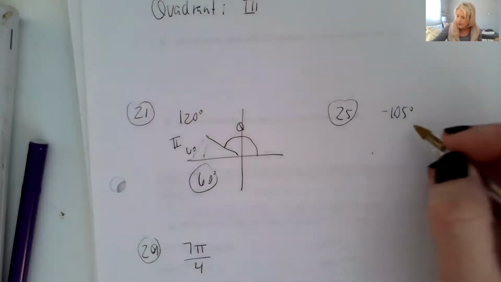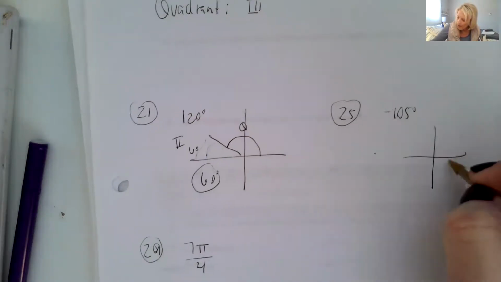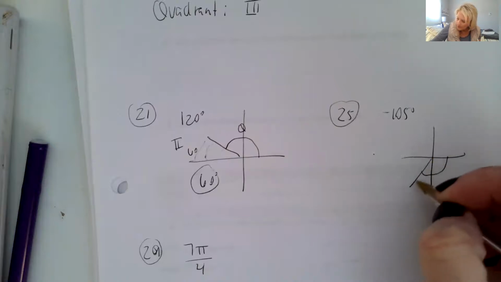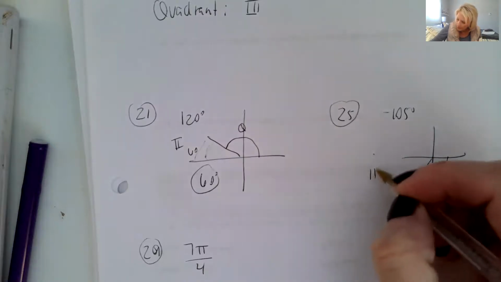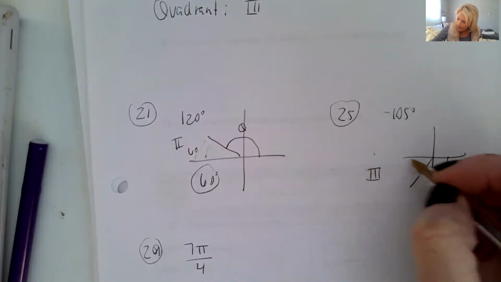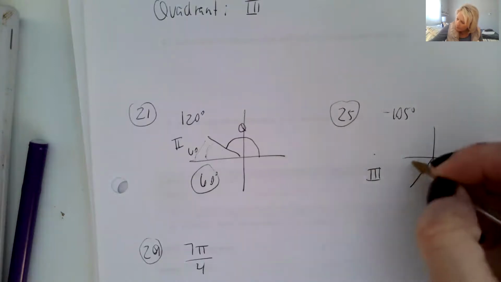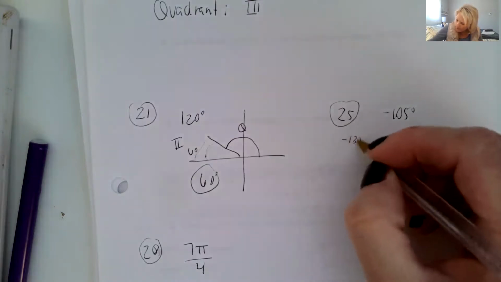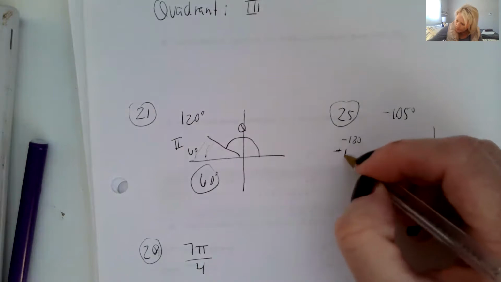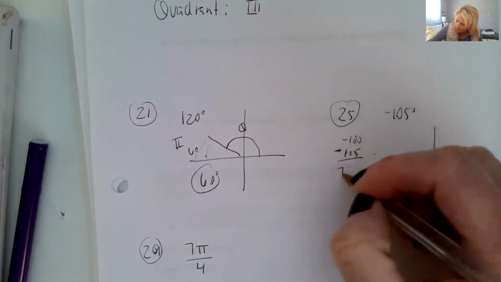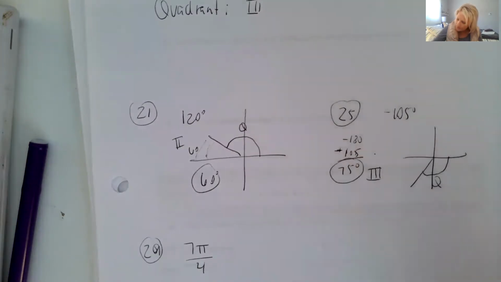25 is a negative 105. So it's in the third quadrant. So we're going to do a negative 180 basically, plus or subtracting a 105. So that difference is going to be a 75-degree angle.